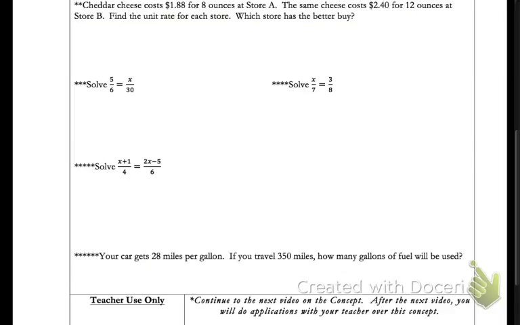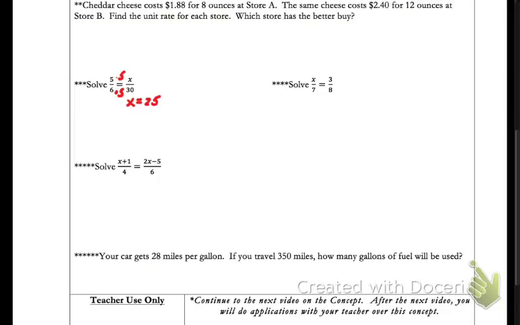In this example, solve 5/6 equals x over 30. So we've got two ratios that are equal to each other, and we want to find the value of x. If we treat this like fractions, 6 times 5 gives me 30. Whatever I do to the bottom, I can do to the top. So 5 times 5 means x is going to be equal to 25. And I'm done.